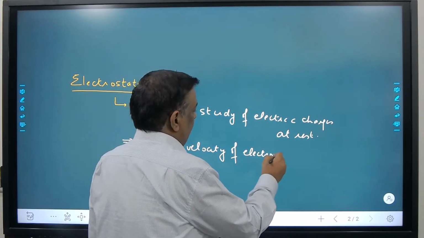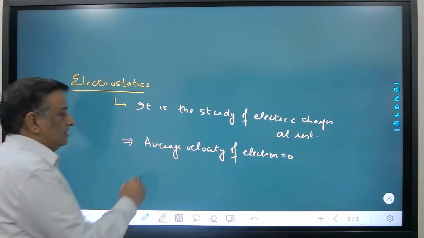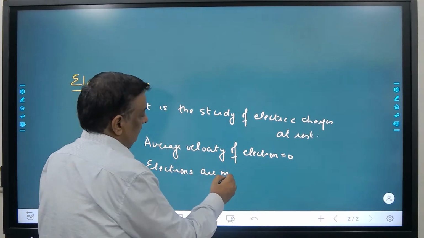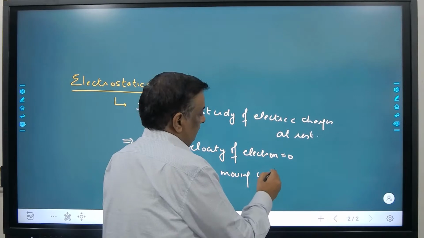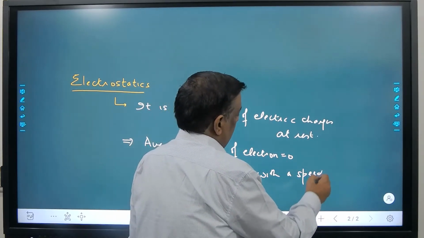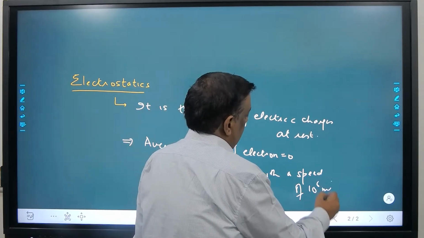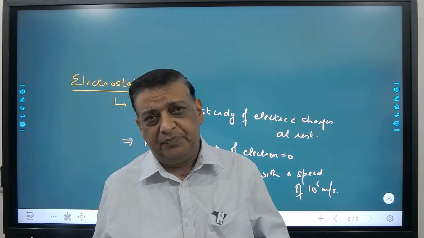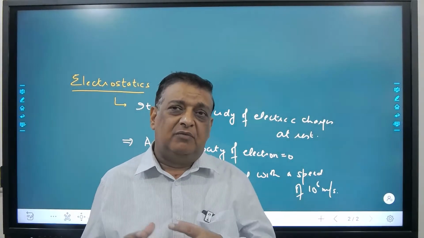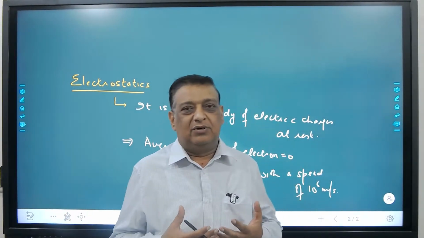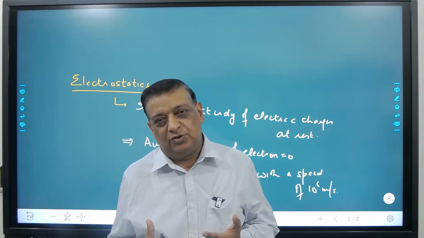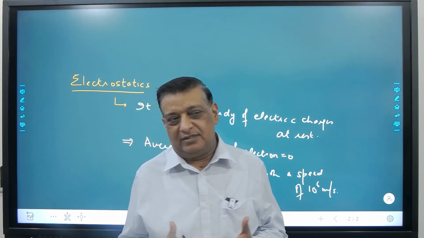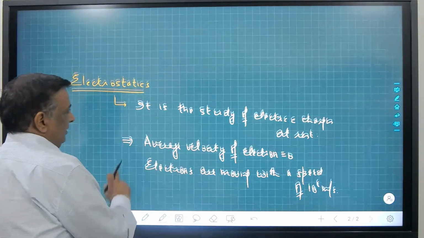Average velocity of electron is zero, but average speed is not zero because electrons are moving with the speed of 10 raised to the 6 meter per second. Or you can assume that if you have a large conductor and you consider a small part of it, if the number of electrons entering that given region is equal to the number of electrons moving out of it, you can assume that charges are at rest. So it's an assumption. Absolute rest of charges is possible only at 0 Kelvin. Except 0 Kelvin, charged particles cannot be at rest.